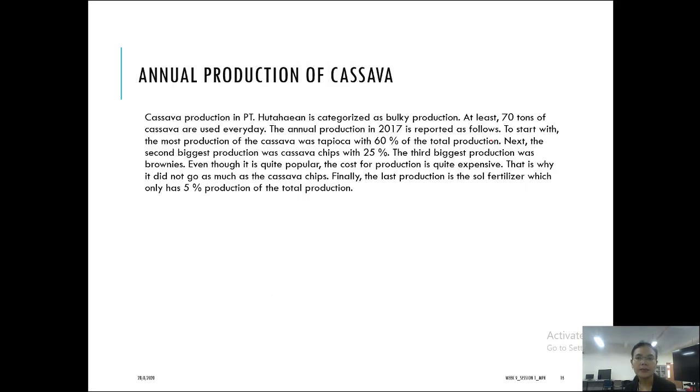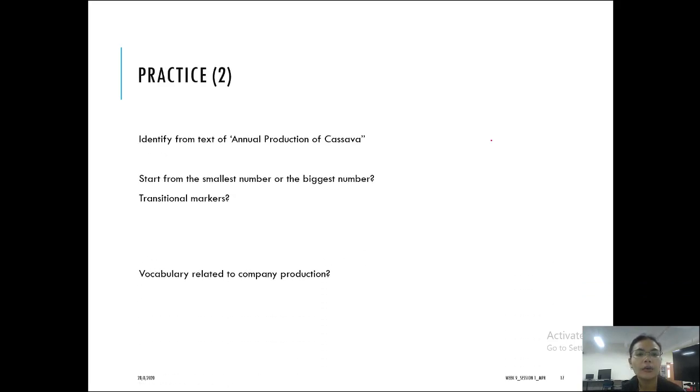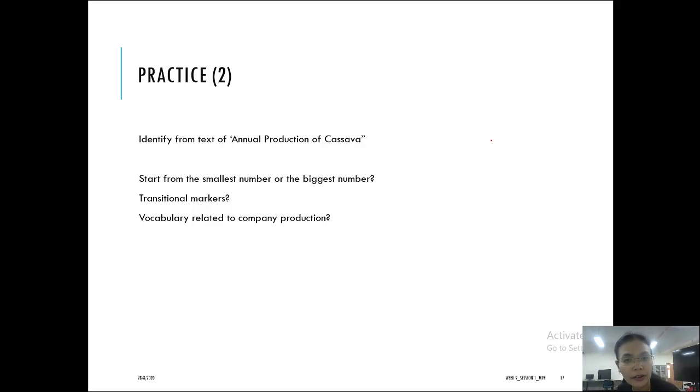For the second practice, I want you to look at this reading, this presentation, again. Then identify from the text about annual production of cassava whether it starts from the smallest number or the biggest number. How does the presenter present the data? And then, what kind of transitional markers are used? And are many vocabularies used in the presentation? Please identify this in the text, and later in our practicum we'll be discussing it.